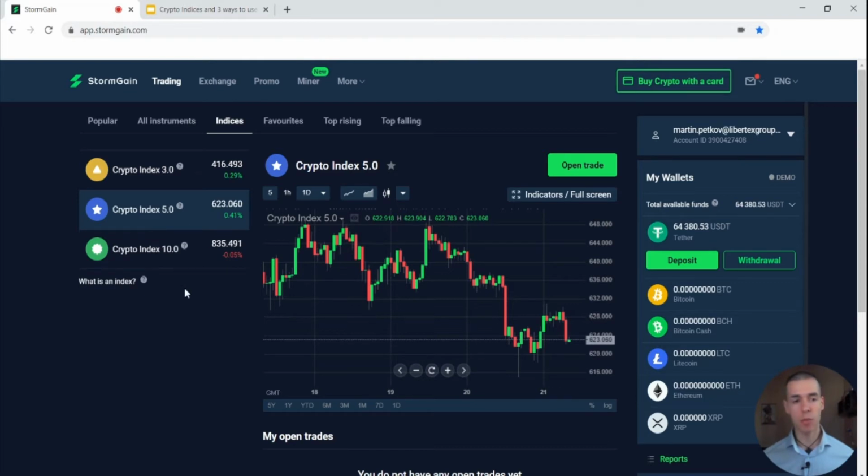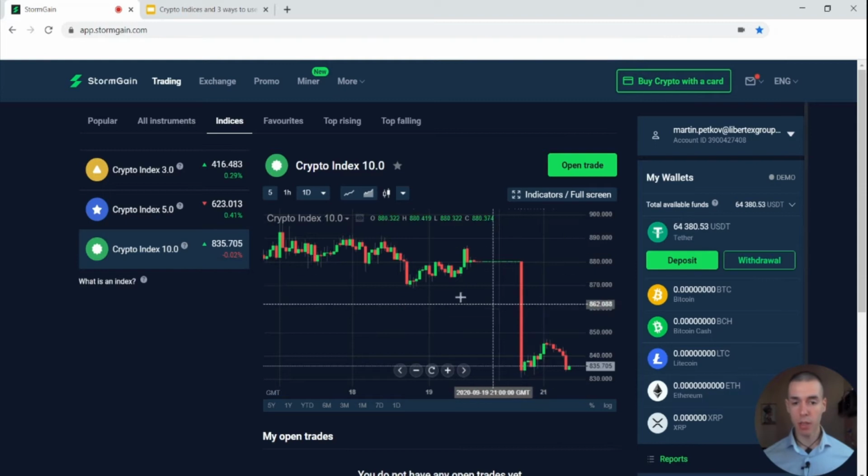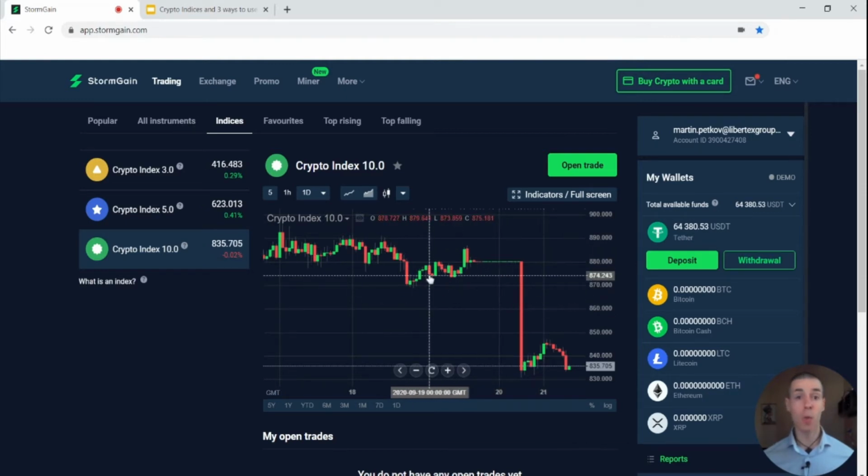And finally, the Crypto Index 10.0 contains the same 5 assets as Index 5.0, but it also has Dash, EOS, Cardano, Monero, and Bitcoin SV. This one consequently is offering the widest diversification and is allowing you to purchase the 10 underlying assets just by opening a trade in this particular index.